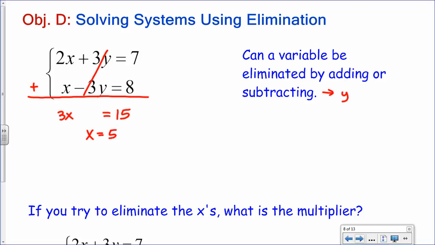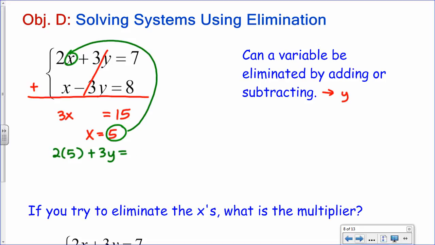Okay, just like substitution, back substitute that value in. Go back to one of these originals. It's x equals 5, so 5 goes in for x. The 3y, here, go back to the original, so that 3y is still there. So 2 times 5 plus 3y equals 7. So 10 plus 3y equals 7. 3y equals negative 3. y equals negative 1.